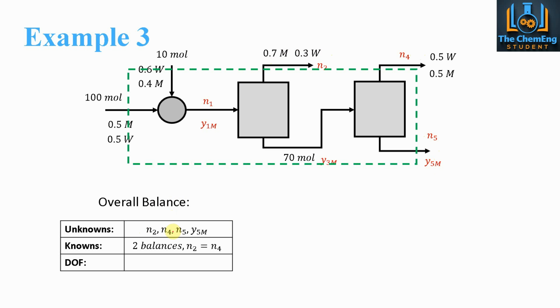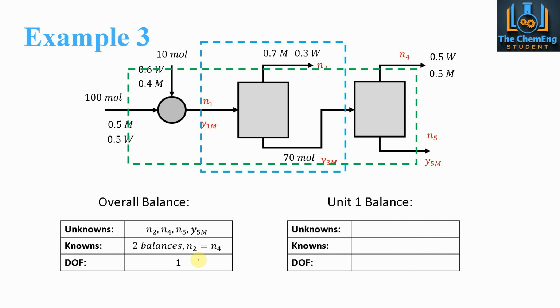Now the number of knowns here is that we have 2 balances. Now one thing that we need to note here is that we know that the streams of N2 and N4 are equal to each other. So that's an additional piece of information that we should have mentioned before, but that we know here. So we have the 2 balances, which is the balance of our species, and we know the relationship between N2 and N4. So that means we have 3 knowns, 4 unknowns. We have a degree of freedom of 1. So we don't have enough information in order to solve this problem.